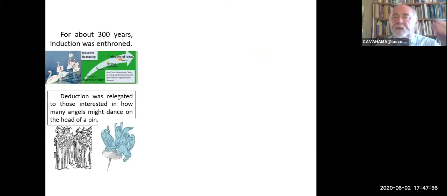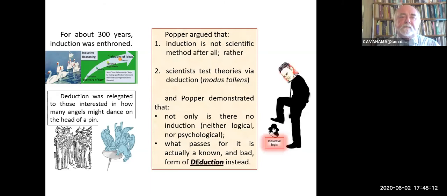So for about 300 years, induction was enthroned. And when people thought about deduction, they thought about it in terms of medieval scholastics arguing about how many angels can dance on the head of a pin. That was actually a question people took up. Angels don't have any extension in space, so perhaps an infinite number could dance on the head of a pin. We don't think that's an important problem now.